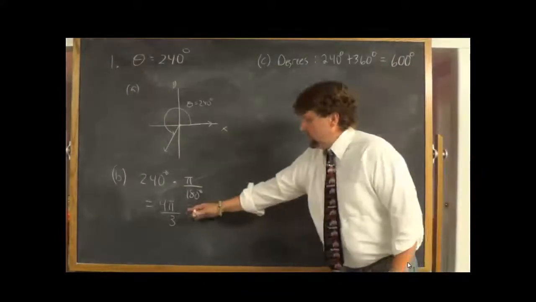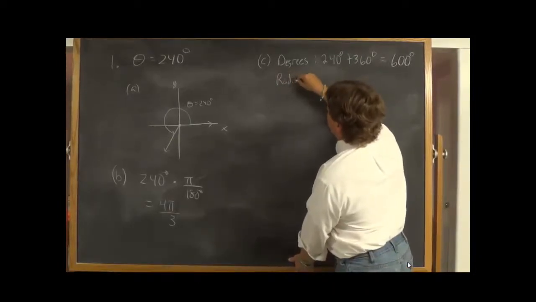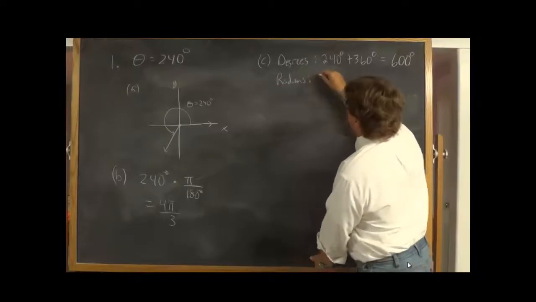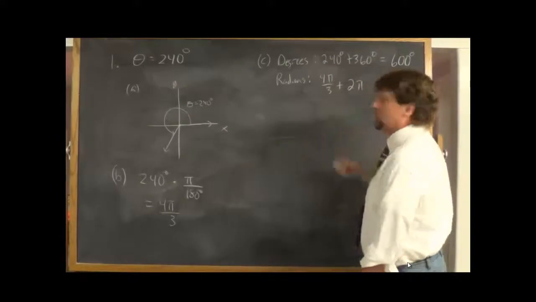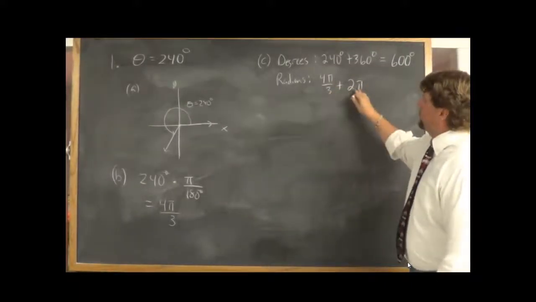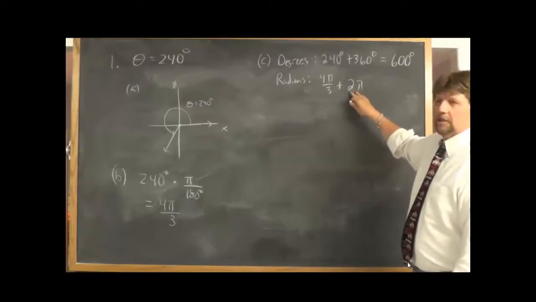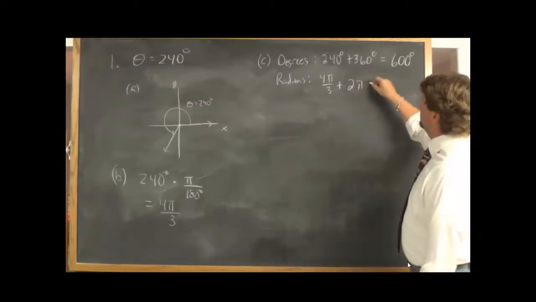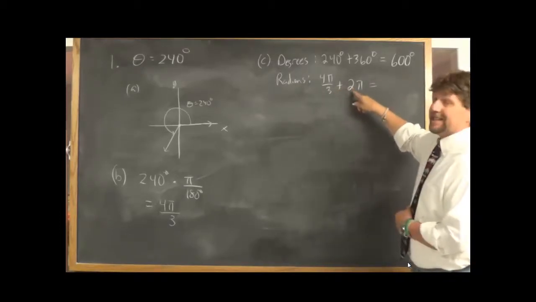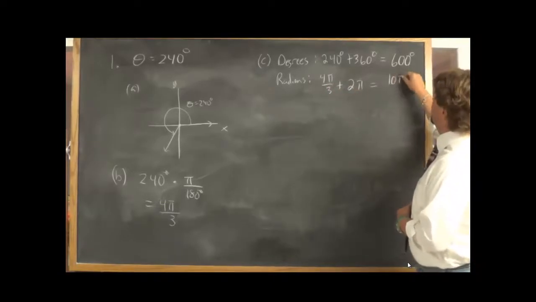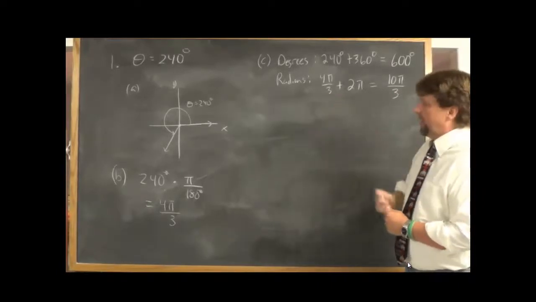If you were to use the radian measure, which would have been okay, the radian measure would be 4 pi over 3 plus a complete circle, which is 2 pi. Now to add these two, you'd have to get a common denominator. 2 pi is 6 pi over 3. And if you go ahead and add those together, 4 pi over 3 plus 6 pi over 3, you would get 10 pi over 3 to be a coterminal angle to 4 pi over 3.